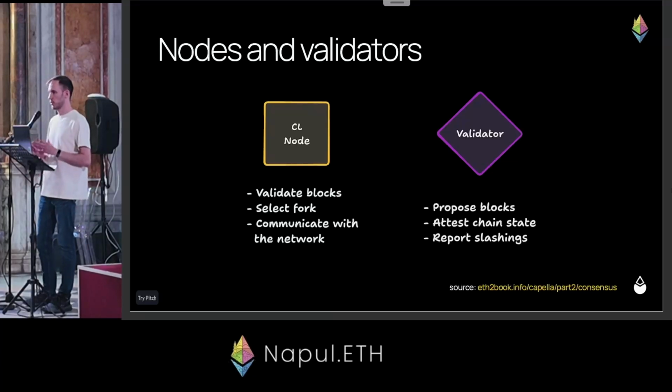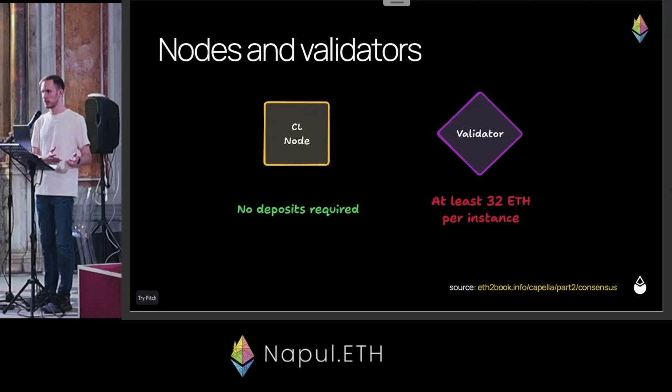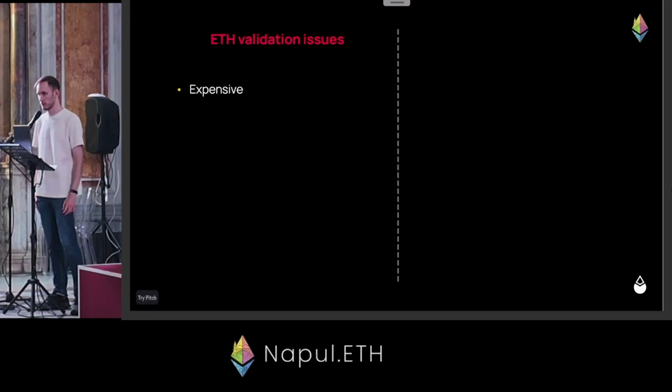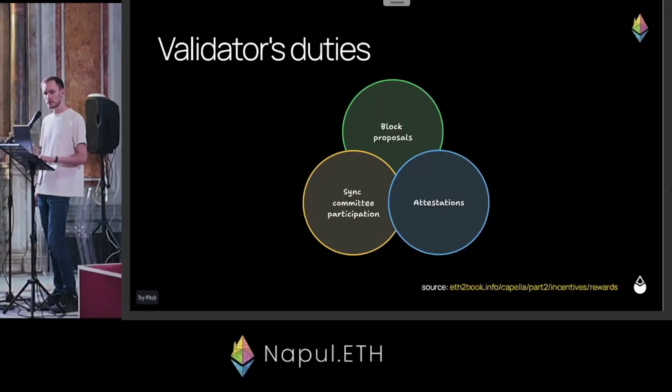But to actually propose a new block to be included in the execution layer, you have to run your validator. For running a consensus layer node, all you need is just hardware and software, and that's it. But to create a validator to actually propose new blocks, you need at least 32 Ether per single validator. And this brings us to the first Ethereum validation issue: it is expensive. It is expensive by design, right?